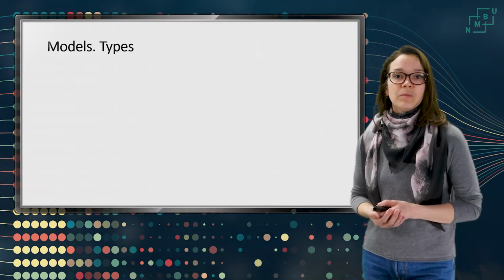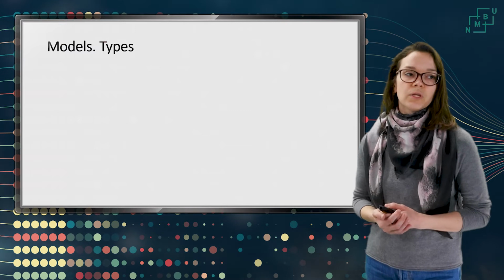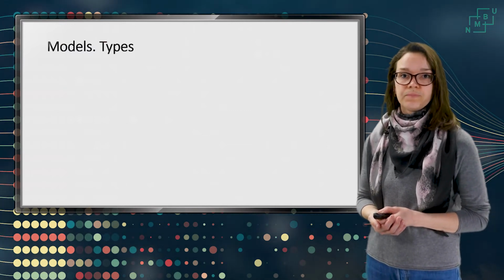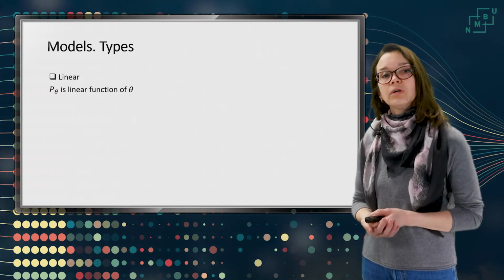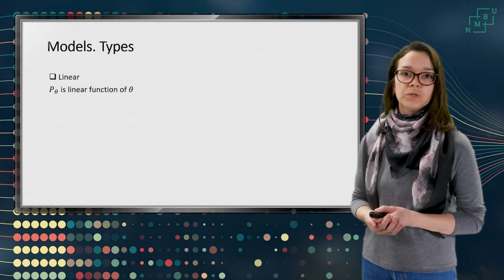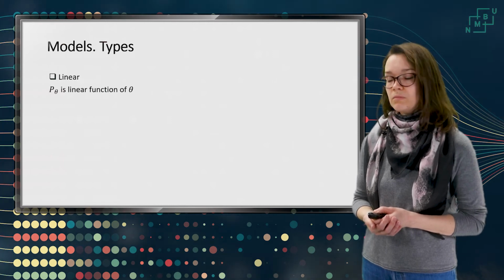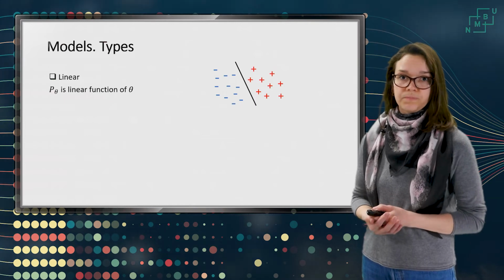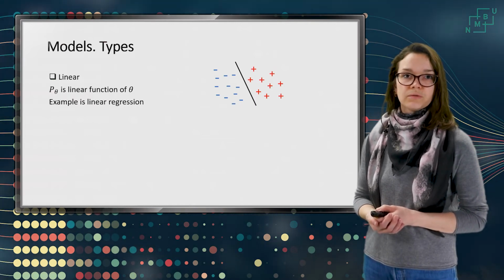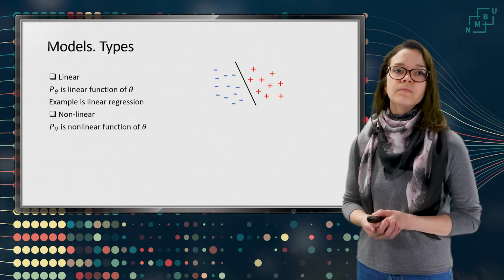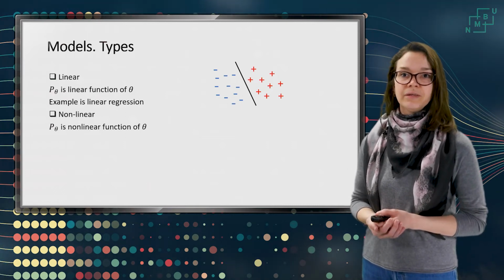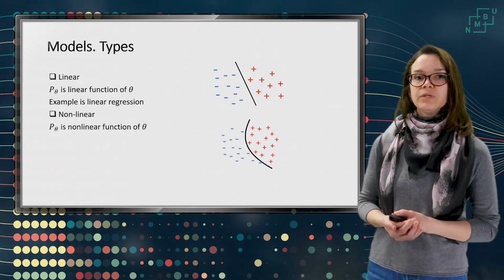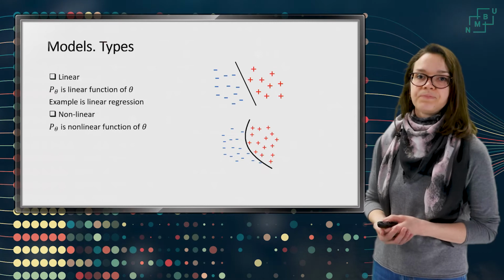So let us consider what type of models we can build. 2 big classes of machine learning models are linear and nonlinear models. Linear models are linear functions of theta. In such a case, we get a linear decision boundary. An example of it can be a linear regression model. Nonlinear models are nonlinear in parameter theta. So the decision boundaries are nonlinear in this case.